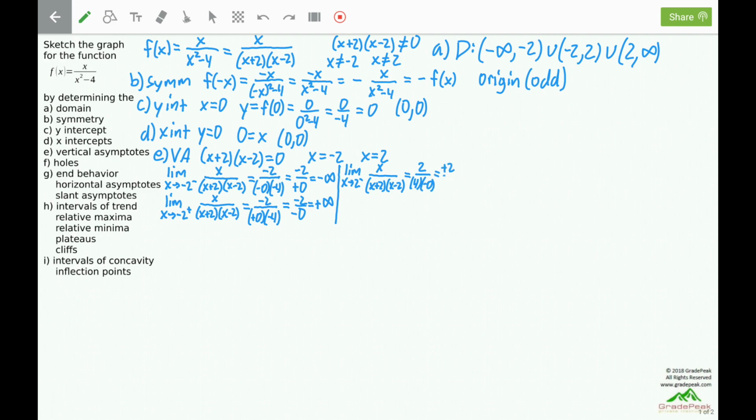So we have a +2 over a positive times a negative, which is a negative. 4 times 0 is 0. Positive over negative is negative. Non-zero over 0 is an infinity.